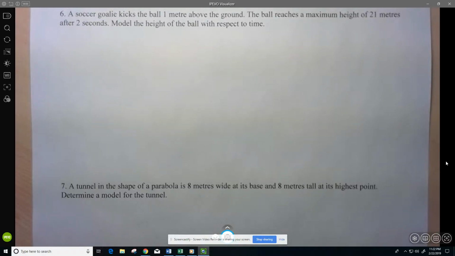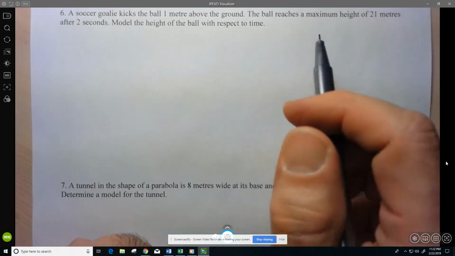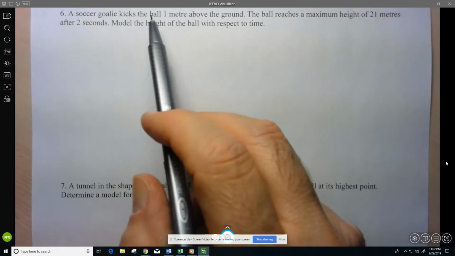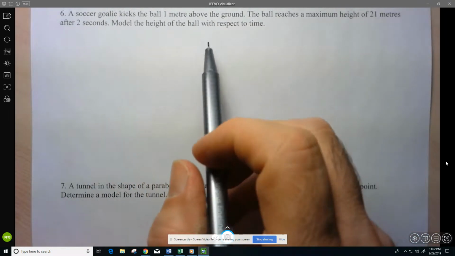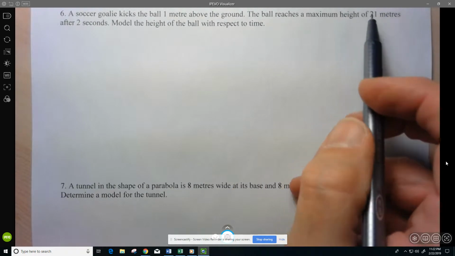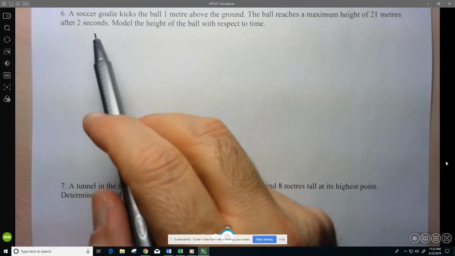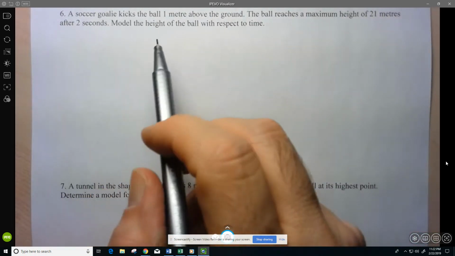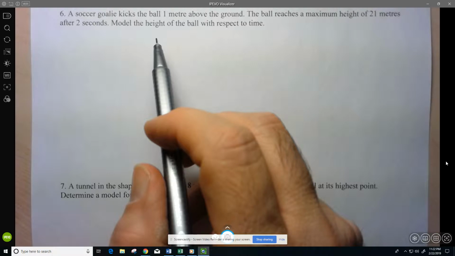Hi folks, we're going to take a look at this question here from the last lesson. So we have a soccer goalie kicking the ball 1 meter above the ground. The ball reaches a maximum height of 21 meters after 2 seconds, and they tell us to model the height of the ball with respect to time.